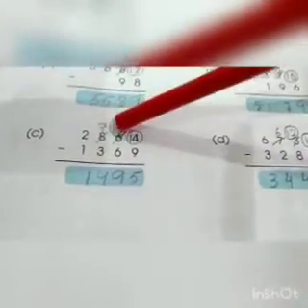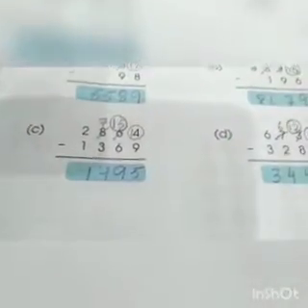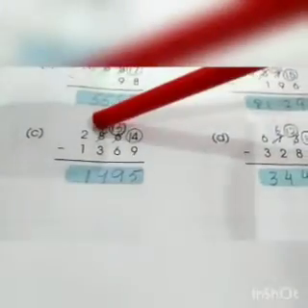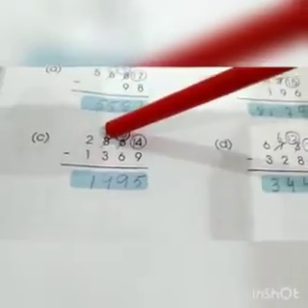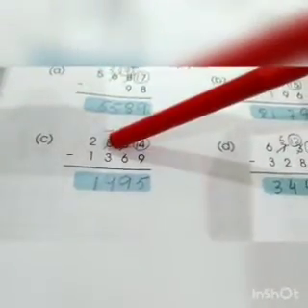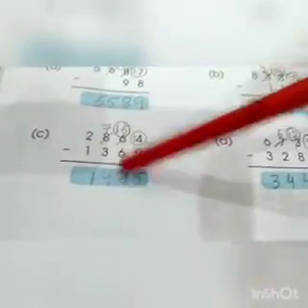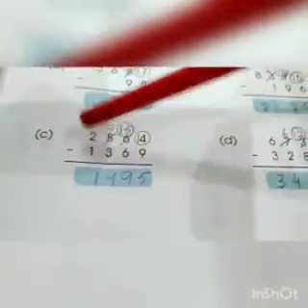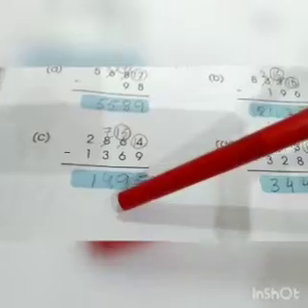Okay, now you can see on the tens column 5 minus 6. We can't subtract. We need to borrow from 8. Give me one of your hundreds so I can be 15. 15 minus 6 equal to 9. And 7 minus 3 equal to 4. 2 minus 1 equal to 1. The answer is 1495.